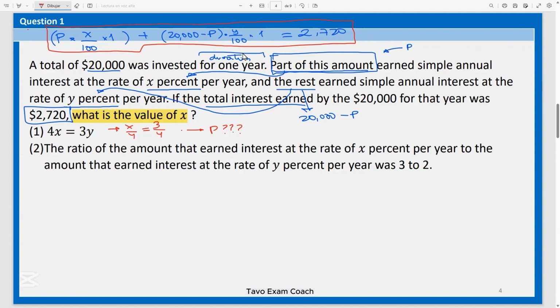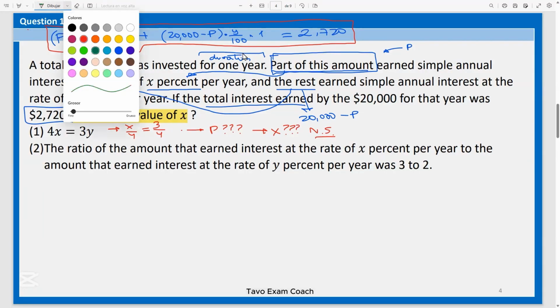So even if you can reduce Y by substituting Y in terms of X, you still have P, and you have no other way to get rid of P. So if you don't know P, you don't know X in a unique manner. So it means that X cannot be determined either. Statement 1, not sufficient. What about statement 2?